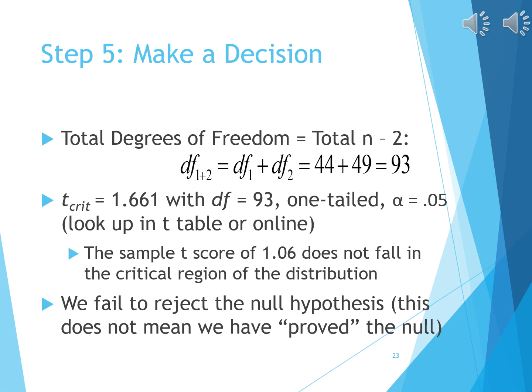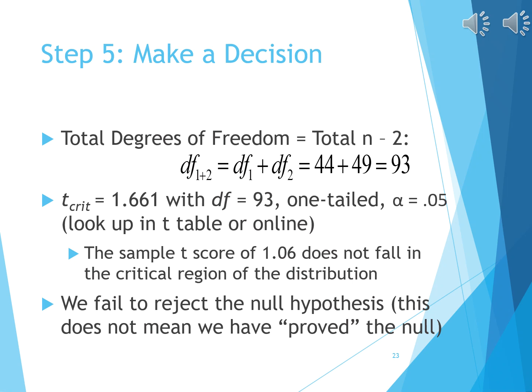Now, in order to compare the t-value we just calculated to a critical t-value that would come from a table, or you could calculate it from an online calculator, we need to know the total degrees of freedom, which is just the degrees of freedom from our first sample plus the degrees of freedom from our second sample. You can think of this as the sample size of sample 1 minus 1 plus the sample size of sample 2 minus 1, and that'd be 44 plus 49, which is going to be 93.